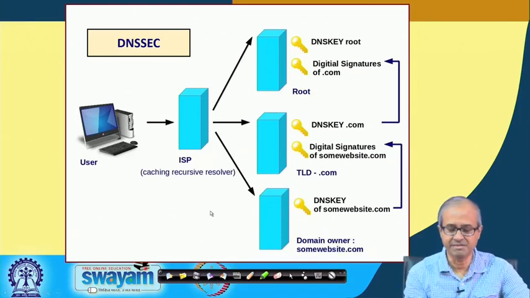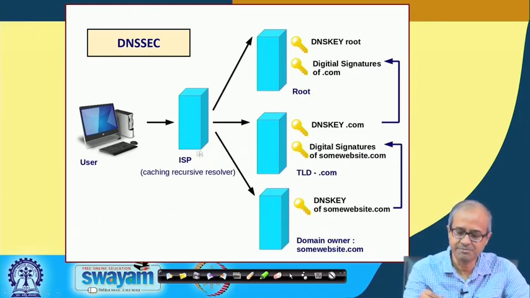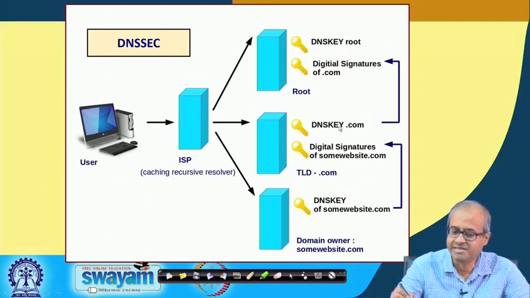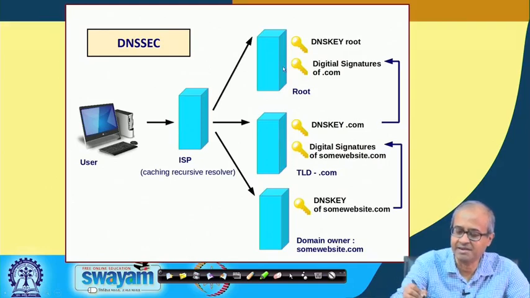So, another picture here, suppose this is my ISP, and the user is sending a request. If the ISP does not have the information, when it requests the higher level, at every level there is a digital signature process going on. So I am showing it using this DNS key of some website.com. Using that key, it is digitally signing the response and sending back here. This is digitally signing and sending back here, and finally it will be coming back.